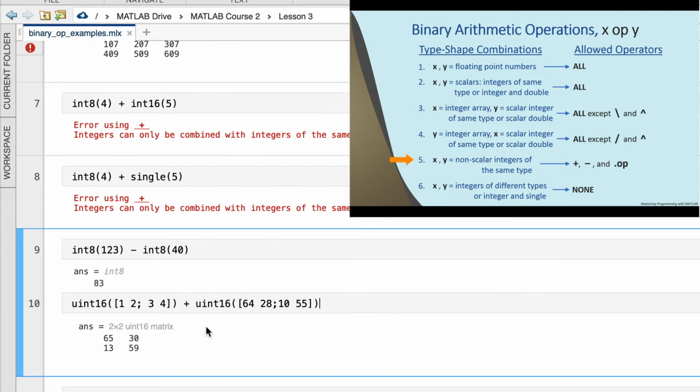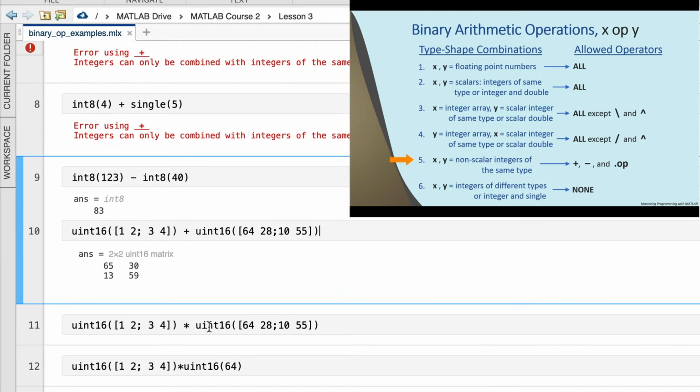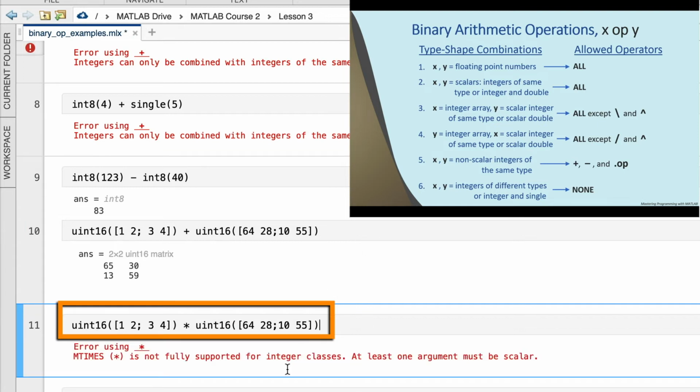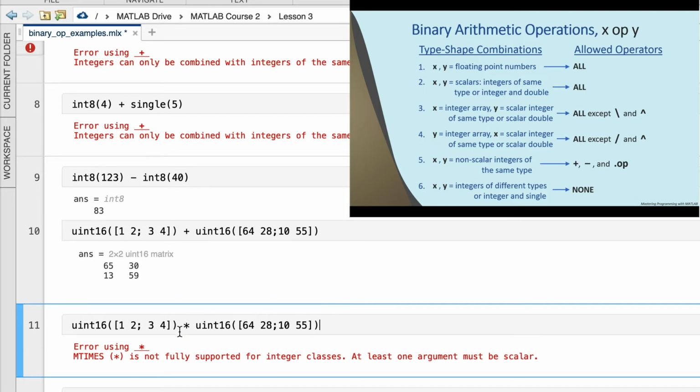No matrix operations allowed. So, for example, you can't use matrix multiplication with these same two matrices, even though they obey the shape rule for matrix multiplication, which requires that the number of columns of the first operand equal the number of rows of the second operand. All we did here was replace the plus with an asterisk to signify matrix multiplication.